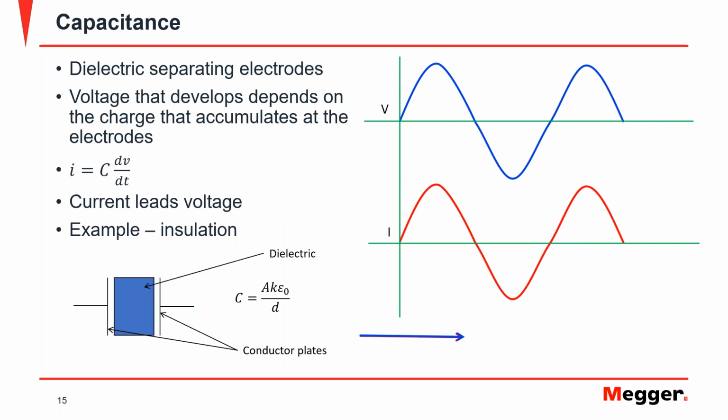Let's talk about a capacitor. When you have a dielectric which is separated by electrodes, that constitutes a capacitance. What happens is when you apply voltage across a capacitor, the electrons flow not through the dielectric, but to the plates, and the plates get charged. And the way they get charged depends on the direction in which the current is flowing.